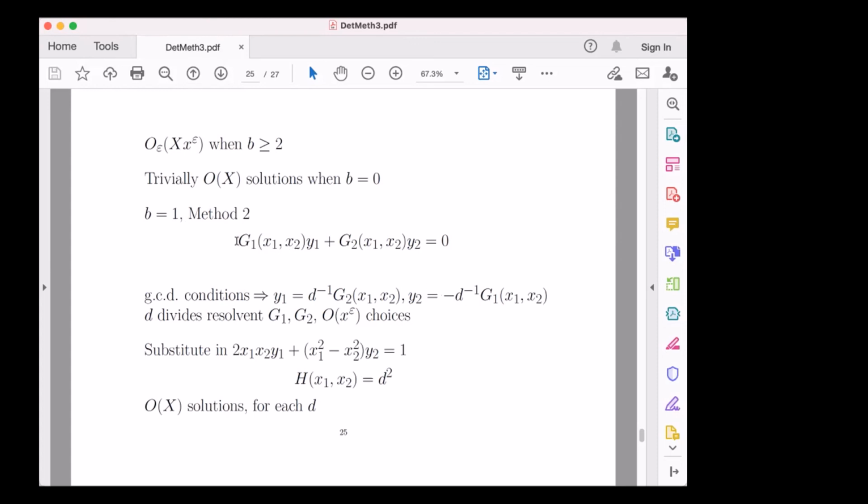The bihomogeneous equation takes this shape. So you can see that y1 and y2 have to be given by d inverse g2 and minus d inverse g1, where d, because it has to divide g2 and g1, will divide the resolvent of the two polynomials. So there aren't many choices for d. And when you substitute these values of y1 and y2 into the original equation here, you get a further equation for x1 and x2. So it's only in the case b equals 1 that you have to use the original equation.